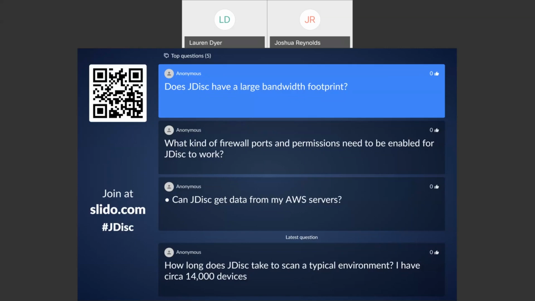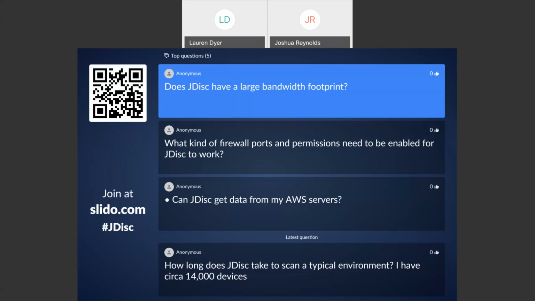Does JDisc have a large bandwidth footprint? No, actually. It's one of the reasons that we use it. It does not have a large bandwidth footprint. 200, 300K of data per device on average is being transmitted. We run this in environments of 500 seats up to 250, 300,000 seats. We've never had anyone say anything about network load, though it does an extremely thorough job of inventorying devices.